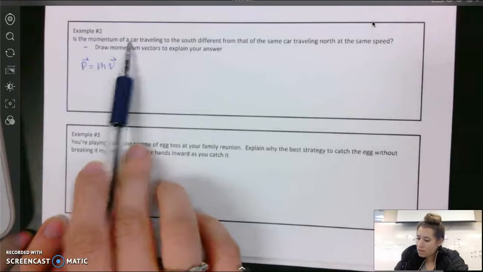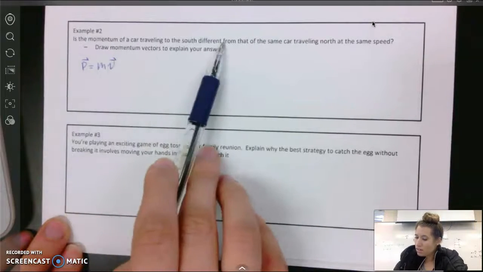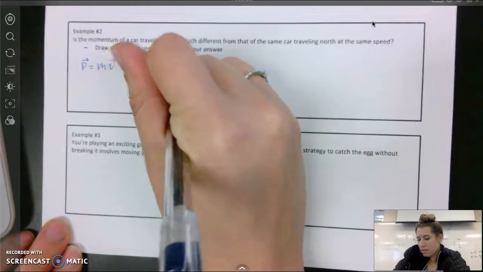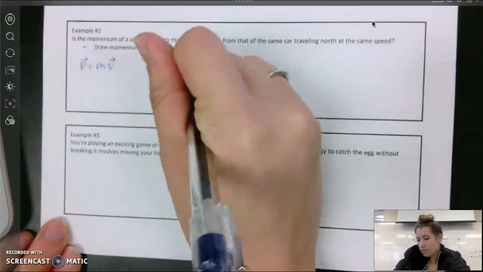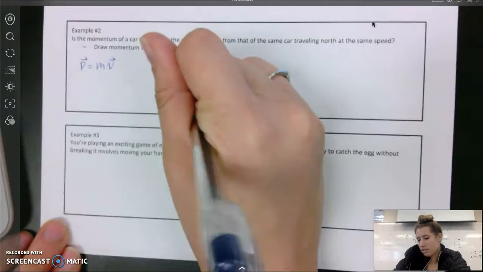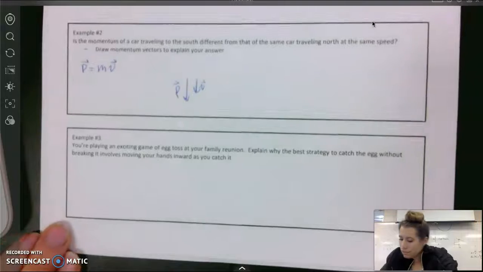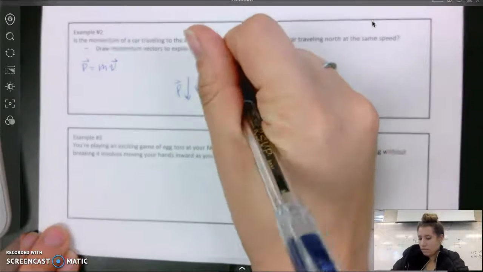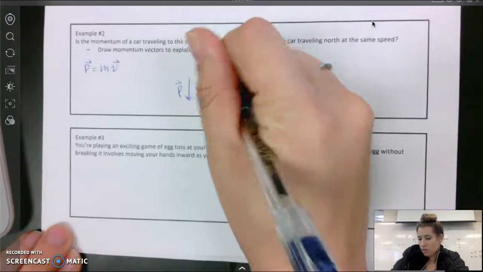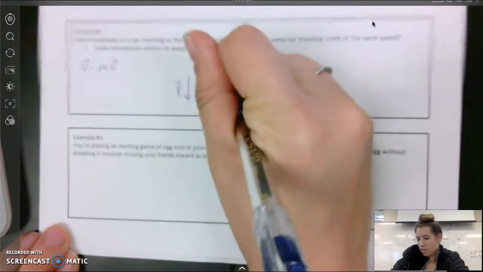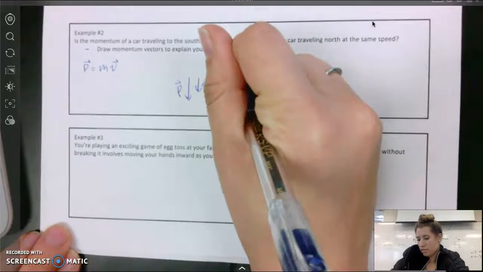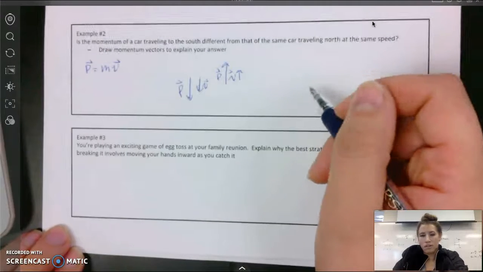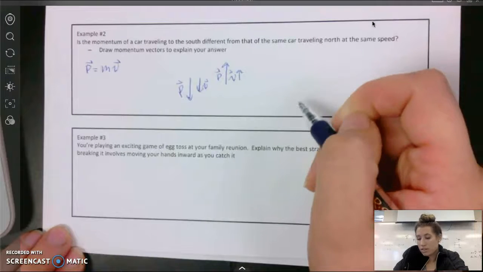So we have momentum of a car traveling to the south. Okay. So that would be our momentum vector, which is the same direction as our velocity vector. Is that different from a car traveling to the north? Same magnitude, but opposite direction. Same with our velocity. And so is it the same? Magnitude is the same. The direction is different, so the vectors themselves are different.